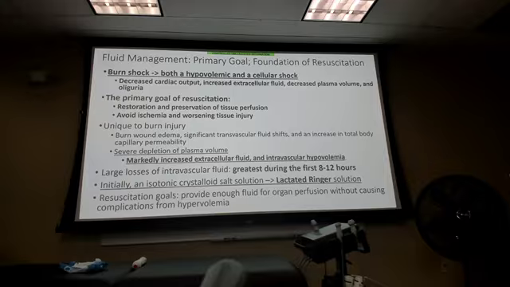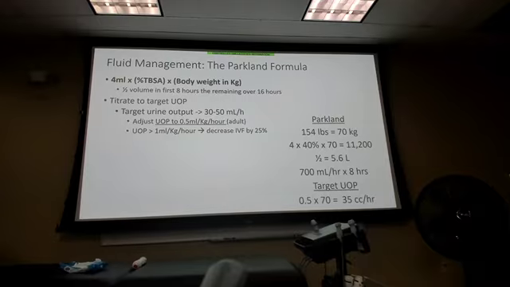We want to try to provide enough fluid for organ perfusion, but hopefully try not to over-volume them, so hypervolemia. We want to prevent that, but give enough fluid to still perfuse our organs, which is a very tricky, very balanced resuscitation. So we have 2 formulas that we use, for the most part, for how much fluid we need to give them.